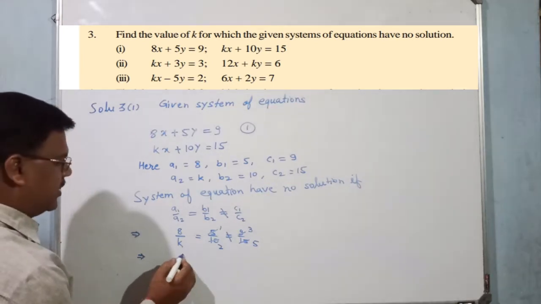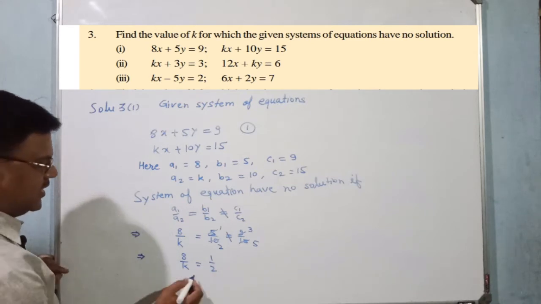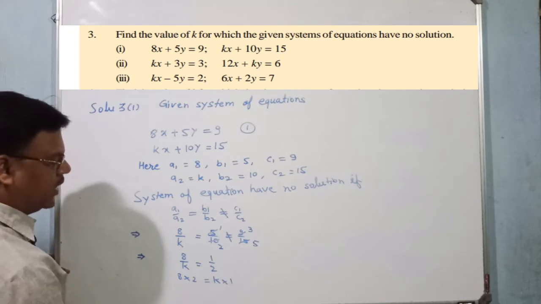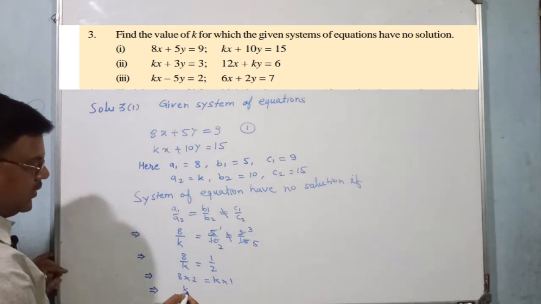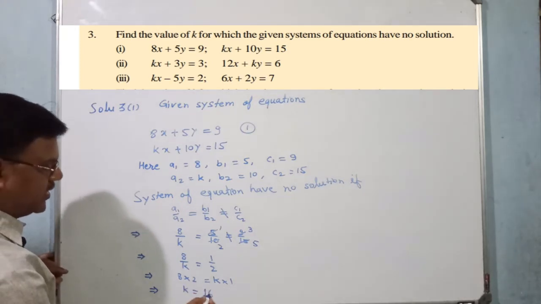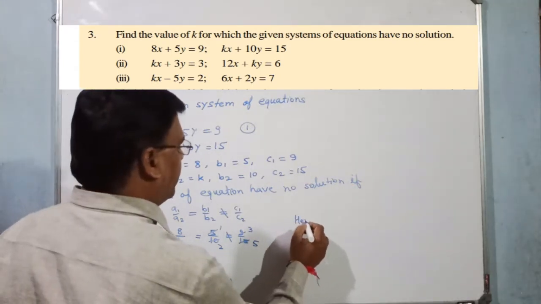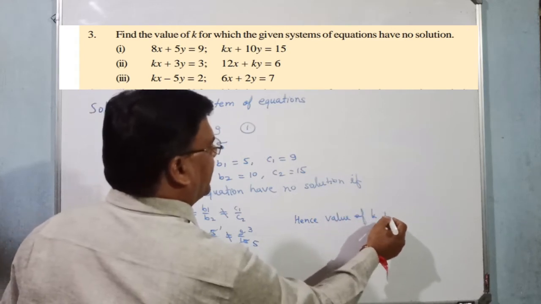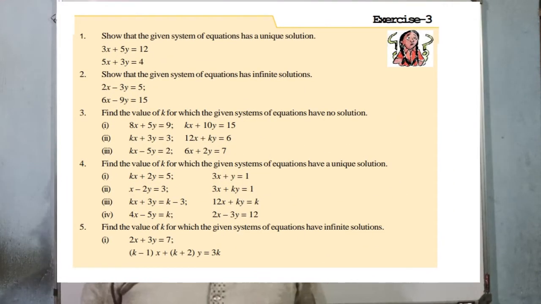From first two, 8 upon k is equal to 1 upon 2. 8 multiplied by 2 is equal to k into 1. k equal to 16. Hence, value of k is 16.